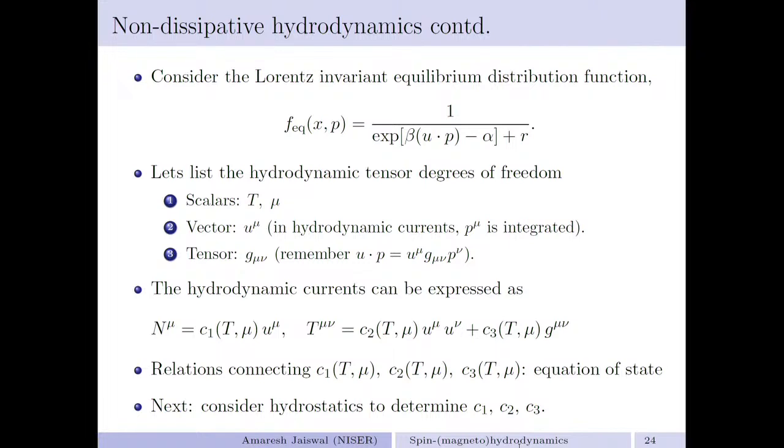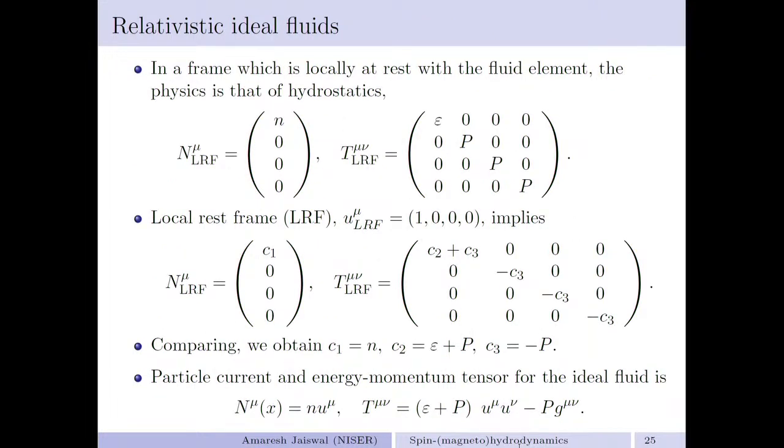The most general construction that we can do in terms of these degrees of freedom for N mu, the particle current, and the energy momentum tensor is this here, keeping in mind that T mu nu is symmetric in mu and nu. Then we have to determine these coefficients C1, C2, and C3, which are functions of T and mu. So they must be related by a relation, three as a function of two variables, and that is the equation of state.